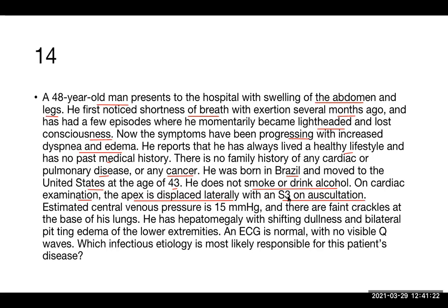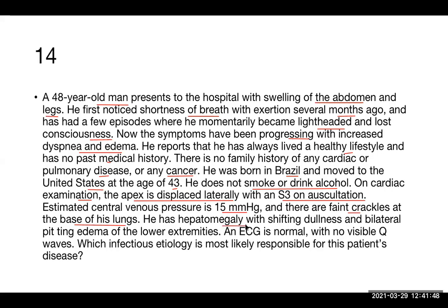And we know if the third heart sound is present, probably the person has a high chance of having heart disease or left ventricular disease. But sometimes this is heard in normal people also. But he's not normal. See that so many complaints are already there. Estimated central venous pressure is 15, and this is high. There are faint crackles at the base of the lung. So crackles or crepitations are also present.